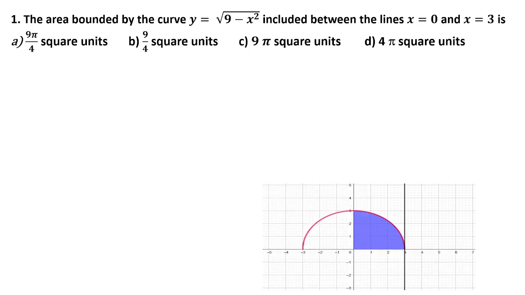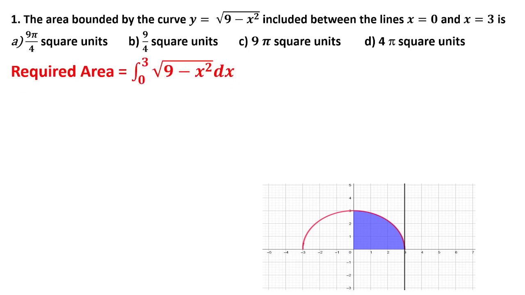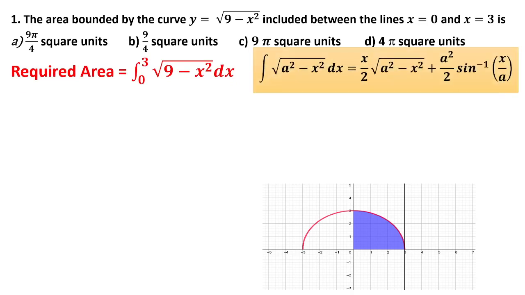Here is a diagram for it. A circle centered at the origin and having radius 3. What will be the required area now? Integral 0 to 3 root 9 minus x square. We have to use the formula for root a square minus x square. It's one of the important formulae because this formula is useful in circle and ellipse. Integral of root a square minus x square dx is x by 2 root a square minus x square plus a square by 2 into sine inverse x by a.